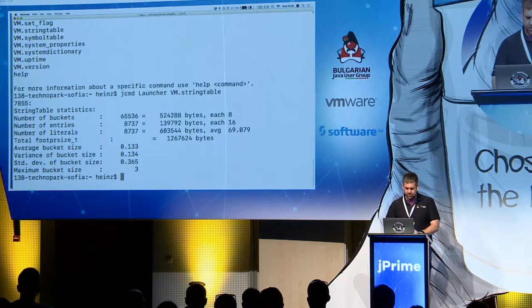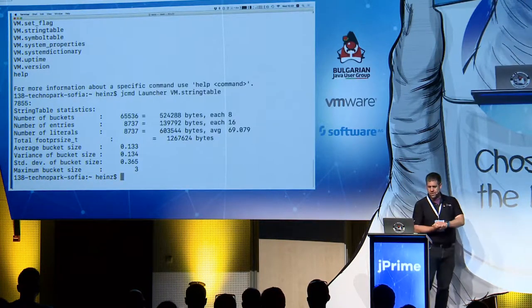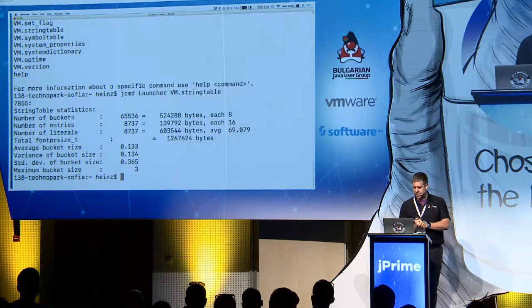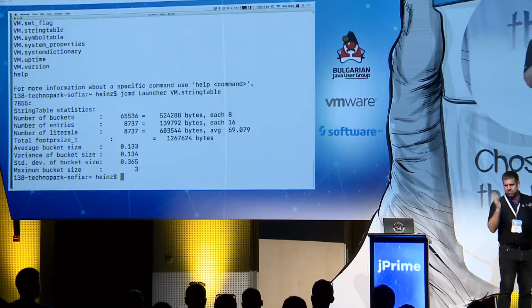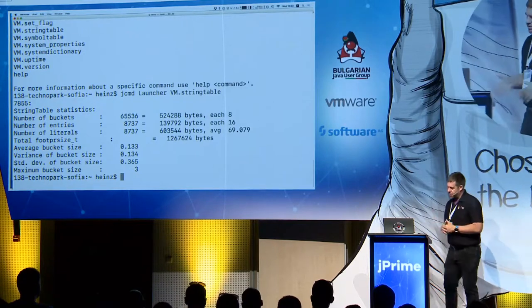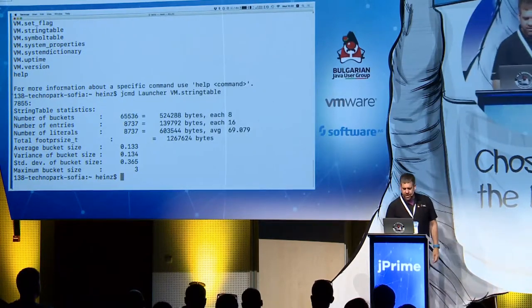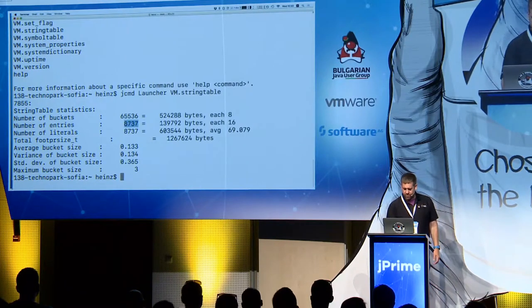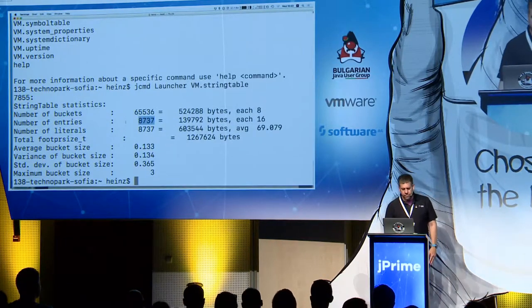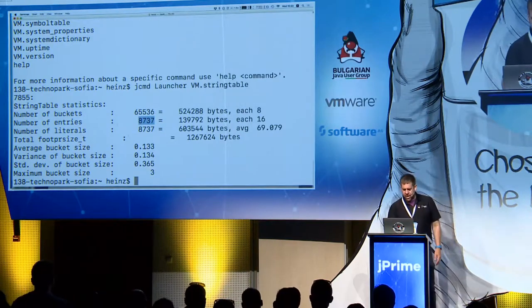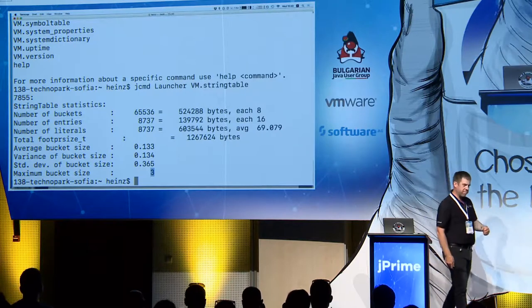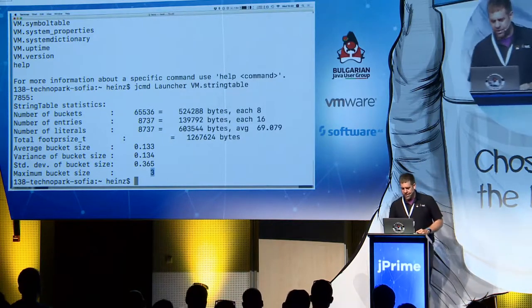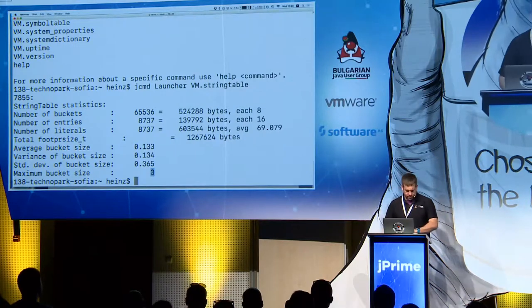And when you say that, you can actually see in here VM.stringtable. If you type VM.stringtable, it shows you how big the table is. It's set at 65,536. This is Java 11, so it's always a multiple of 2. And if I add more and more strings in there, it's going to double the size of the string table. I've got 8,700 entries in there at the moment, which is okay. The average bucket size is 0.133, and the maximum bucket size is 3. So that's completely fine. It's still quite slow to use intern because it's a native method call. You're going to go through the boundary there. So if you can avoid that, it's actually better to use your own.